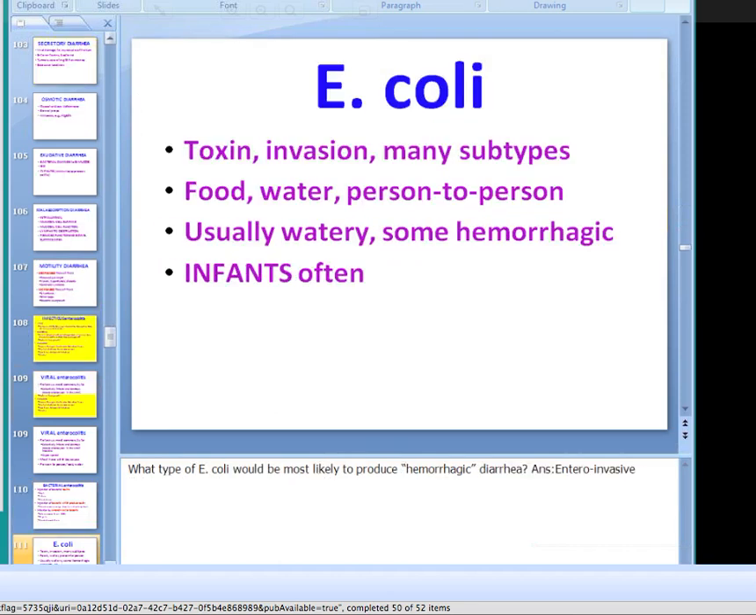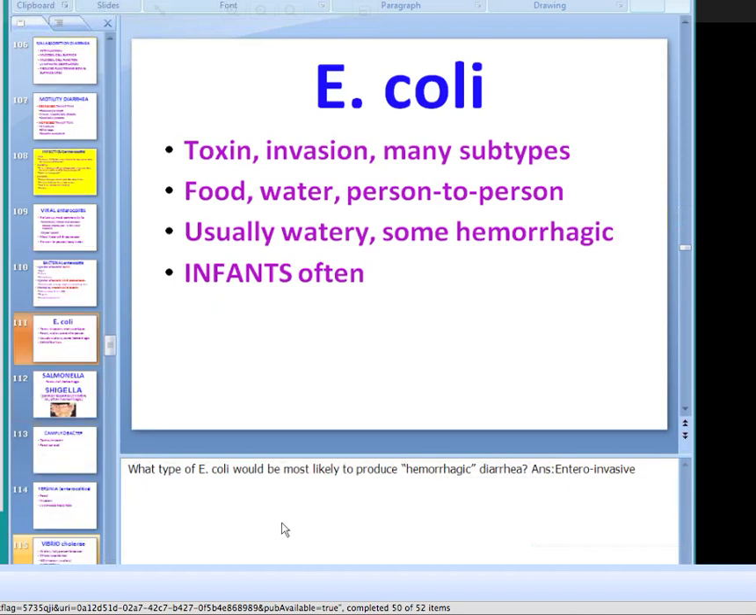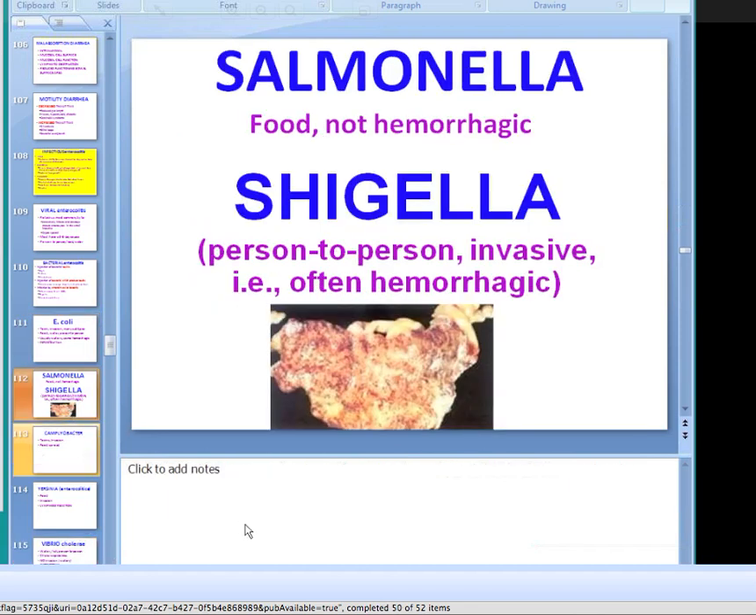So what's an E. coli thing? Well, we all know it could produce a toxin, but it can also produce a direct invasive kind of picture too, with an exudative kind of diarrhea. And it's very, very common in infants. E. coli enterocolitis is basically a very big concern in the infant nurseries.